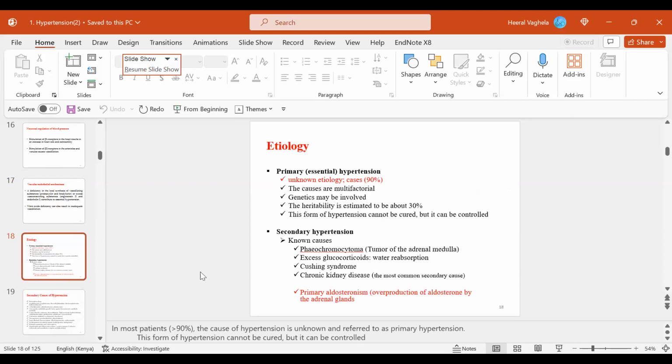So hypertension, the causes or the etiology, the primary ones are basically genetics or heredity, but for secondary, it's associated with other diseases such as tumor in the adrenal medulla, increased glucocorticoid, the Cushing syndrome and chronic kidney disease, and also primary aldosteronism, where there's overproduction of aldosterone.